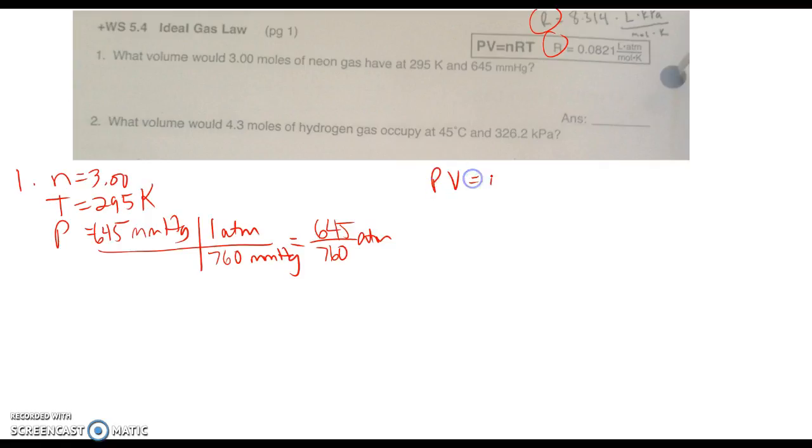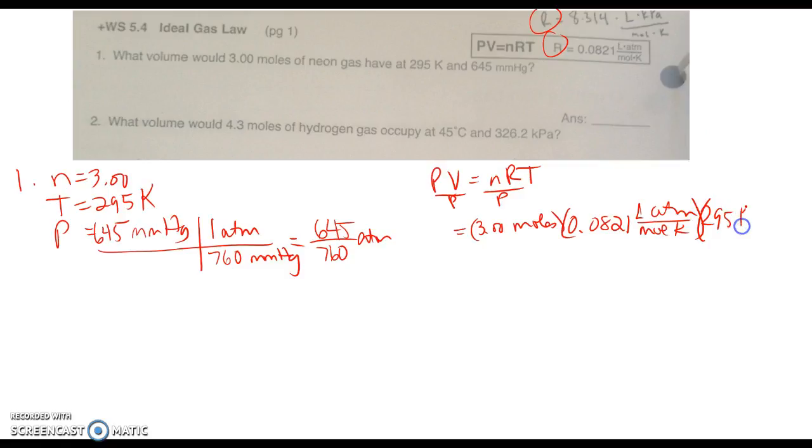So PV equals nRT. We want to solve for volume, so we'll divide by pressure. So n is 3 moles. R, because I'm in atmospheres, I'm going to use 0.0821 liter atmospheres per mole K. Temperature of 295 K, all divided by this pressure, 645 over 760 atmospheres. So atmospheres drops out, moles, K, and my answer will be in liters, won't it?